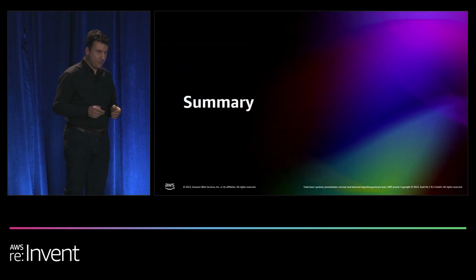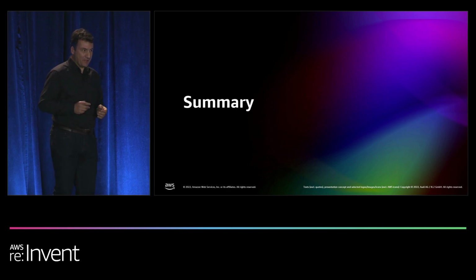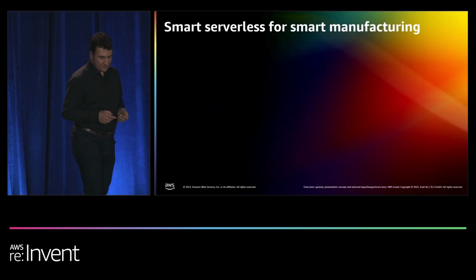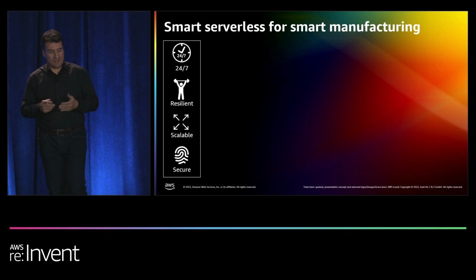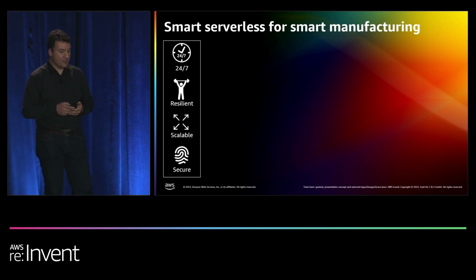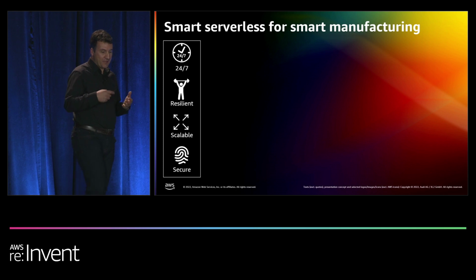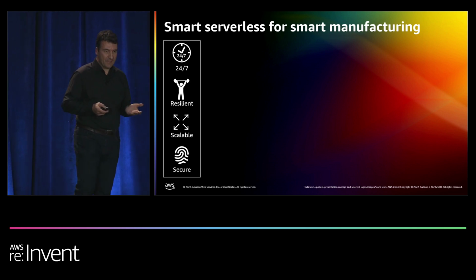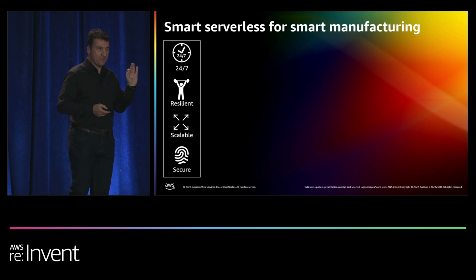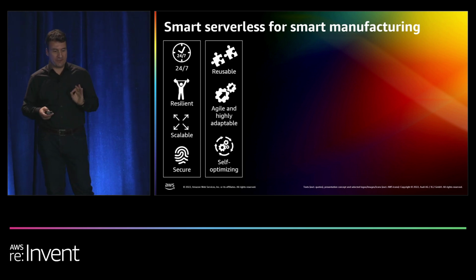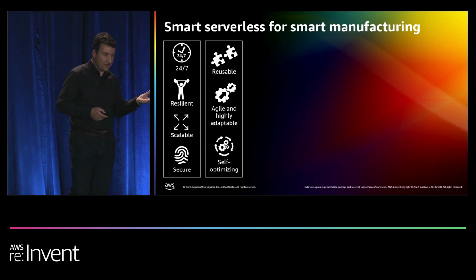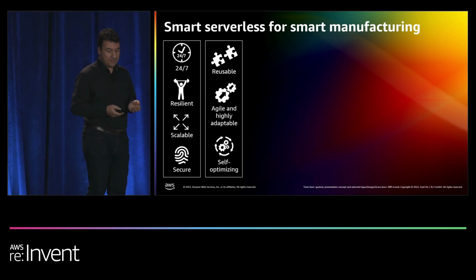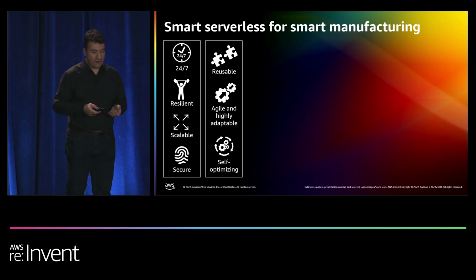So, summary. What is smart serverless for smart manufacturing? In the beginning, we had challenges like 24/7 operation, resilience, scalability, and security. And we saw that serverless is a good architectural answer for these kinds of challenges. Then we looked at additional challenges like reusability, agility, adaptability, and self-optimization.